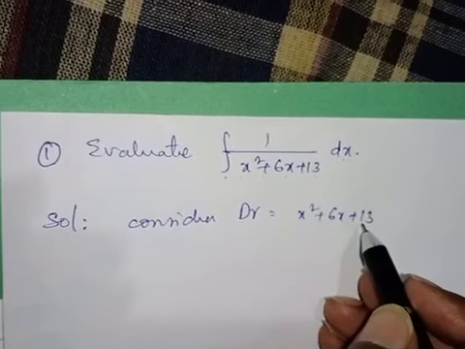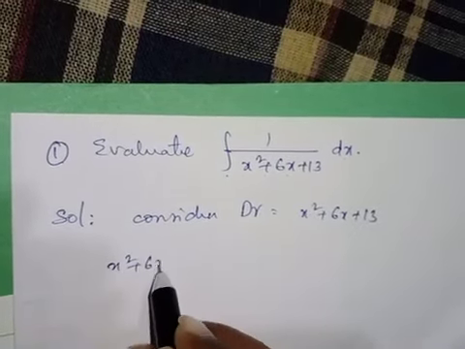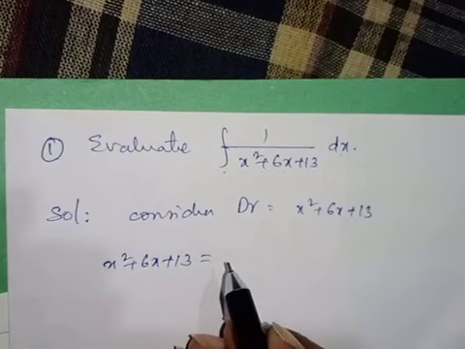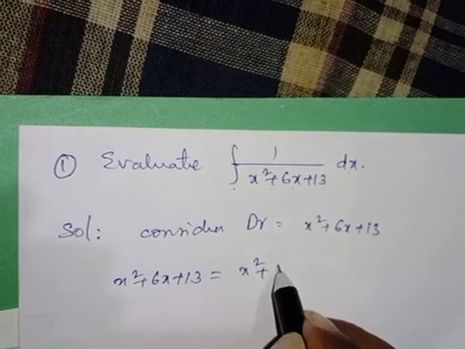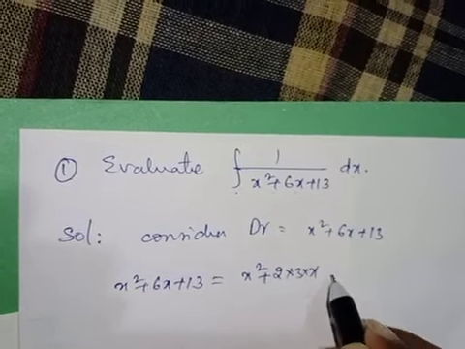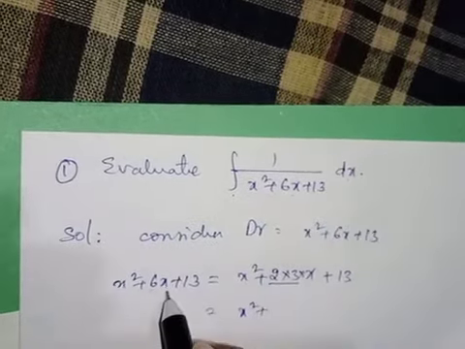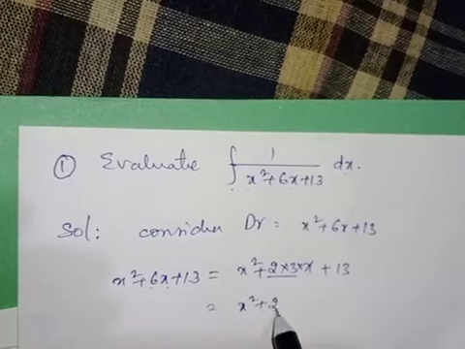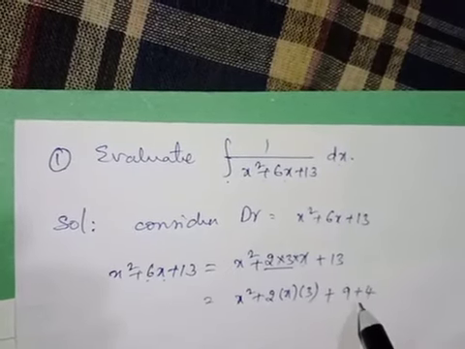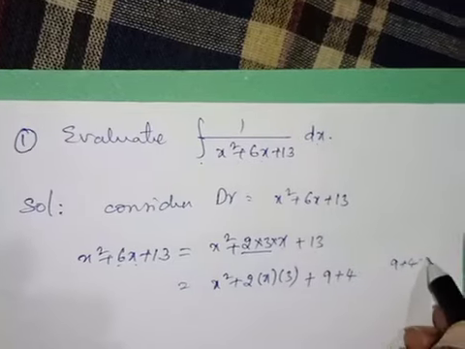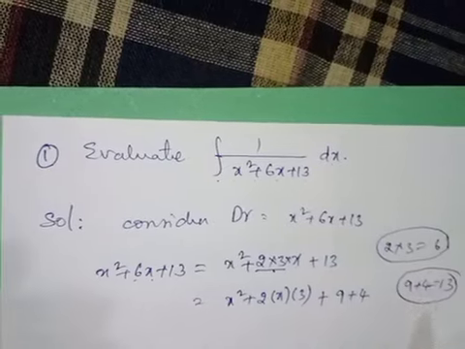expression into the sum or difference of two functions. That is, x square plus 6x plus 13 is equal to x square plus, we can write 6 as 2 into 3, 2 into 3x plus 13, which is equal to x square plus 2 into 3 is 6x, into x as it is. Then 2 into x into 3 plus 13, we can write 9 plus 4. We know that 9 plus 4 is equal to 13. At the same time, 2 into 3 is equal to 6.